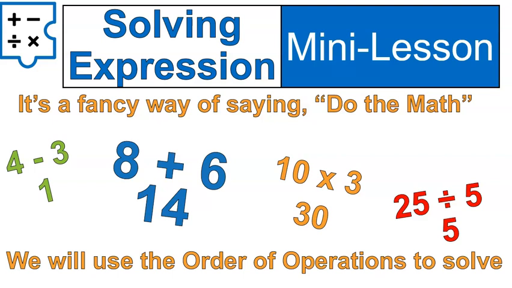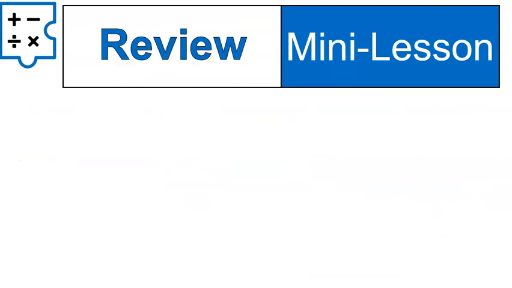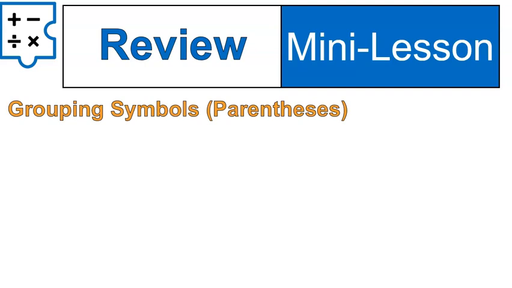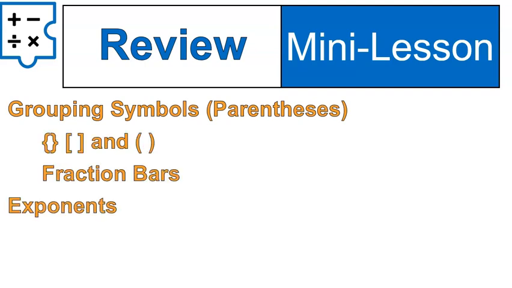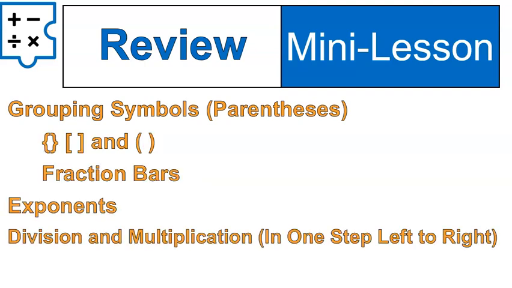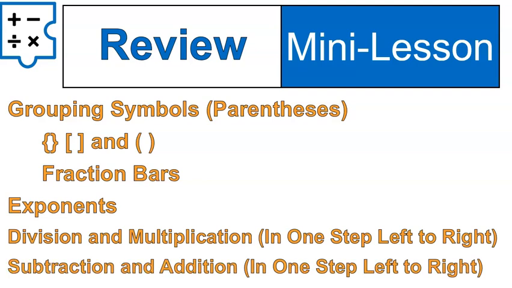And again, you might say this is review from what we've already done, and review is good, repetition is good. Let's quickly review what the order of operations are. We do the grouping symbols first, then we take care of exponents, then we do our division and multiplication in one step from left to right, then we do our subtraction, addition in one step from left to right.